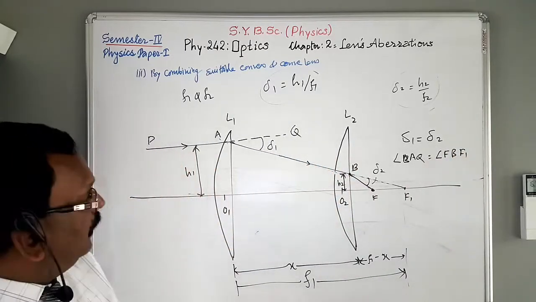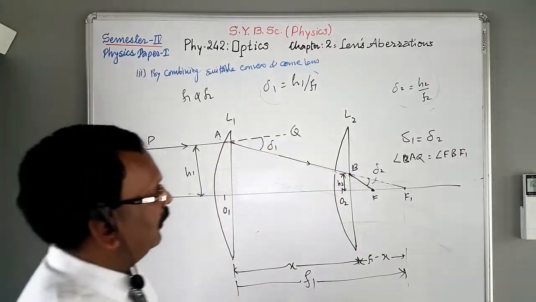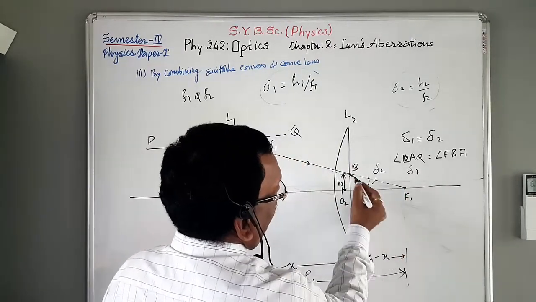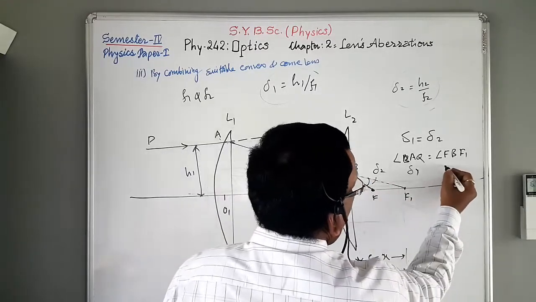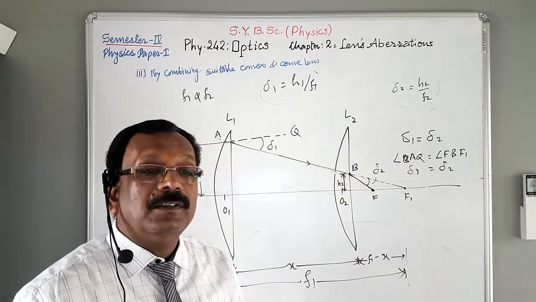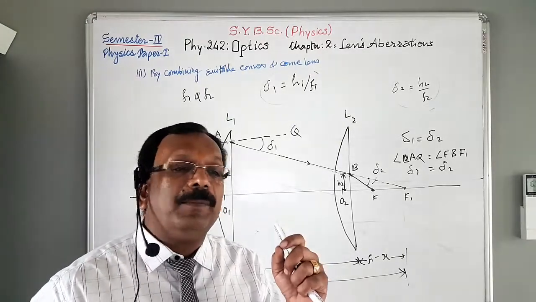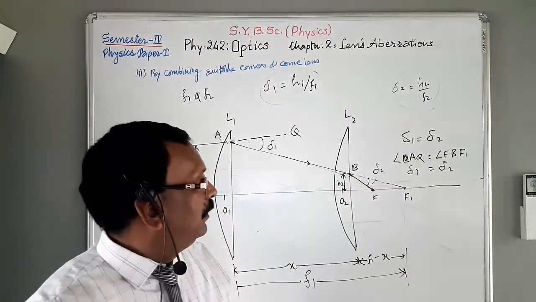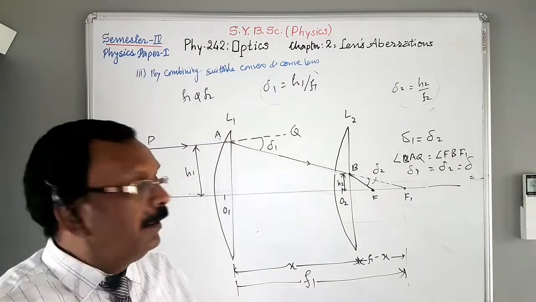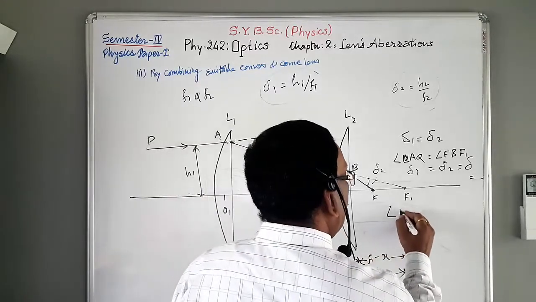See here. In this figure, angle BAQ is delta 1, this angle. And another angle, FBF1, is delta 2. When these two angles are the same, then spherical aberration is minimum. In order to have minimum spherical aberration, these two angles must be the same. Suppose this angle is delta.